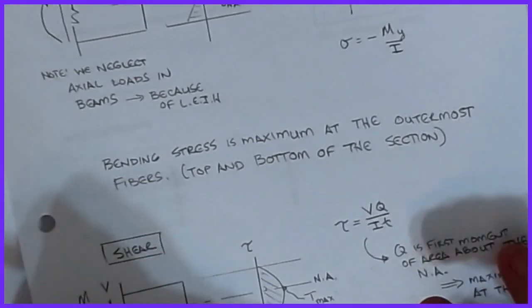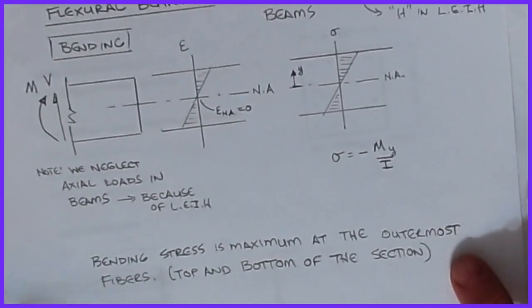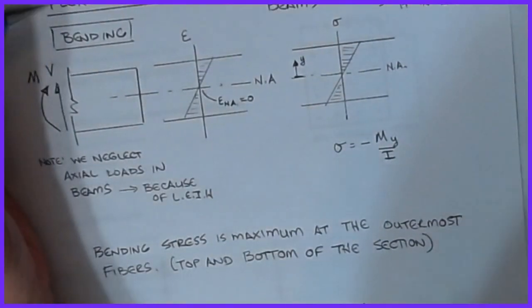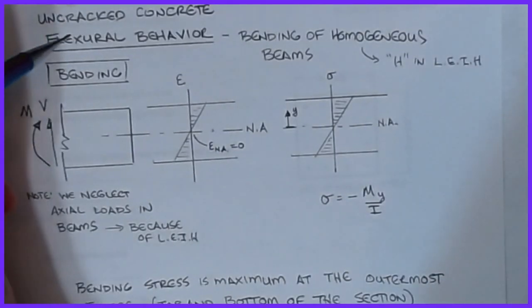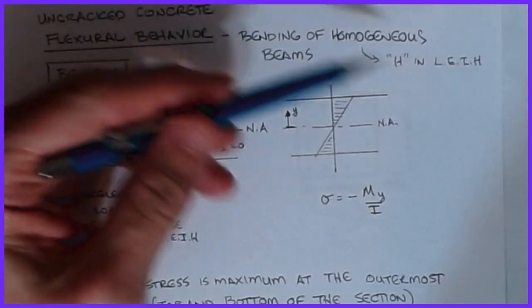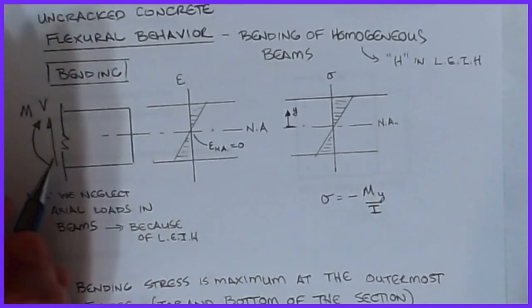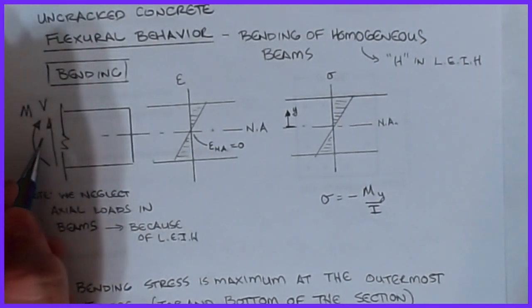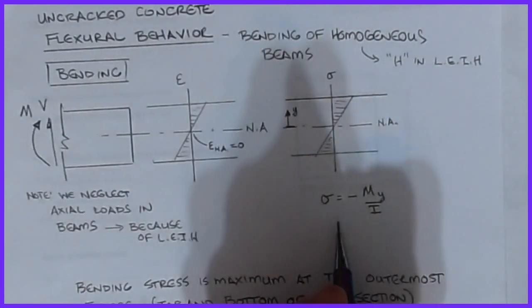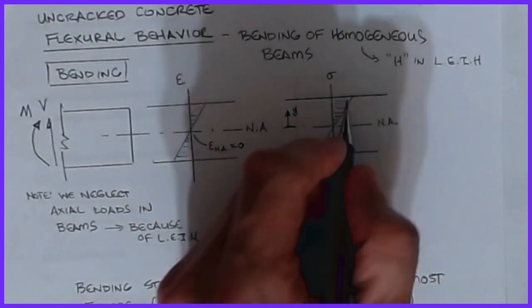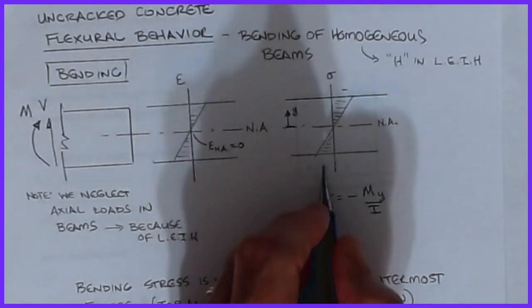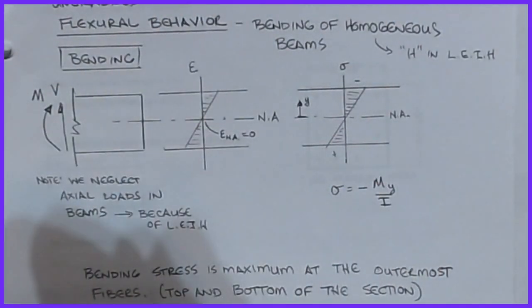Okay, so that was our uniaxial case. Let's talk about our flexural cases. For uncracked concrete, the flexural behavior harkens back to our bending of homogeneous beams. This is the H in LEIH. And you can see why we need all those assumptions. If I have a cross-section that's subjected to shear and to moment, if you remember, sigma was equal to minus My over I, which meant that for a simply supported situation, I had a negative at the top, a positive at the bottom, and a linear variation in between.